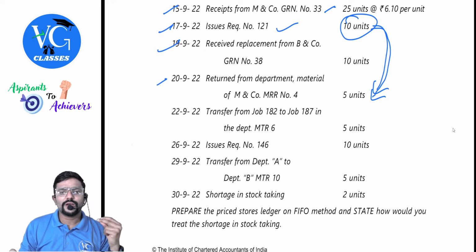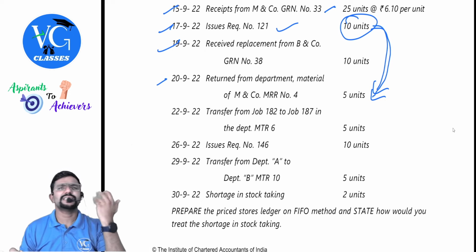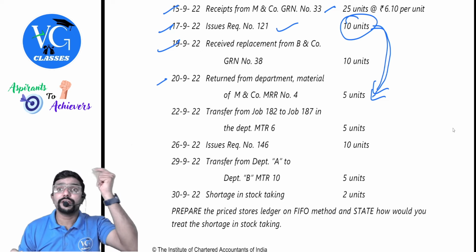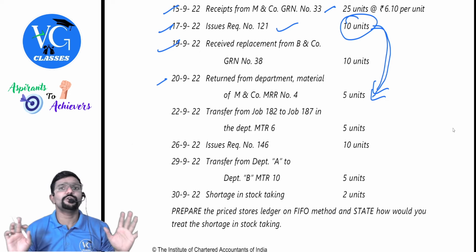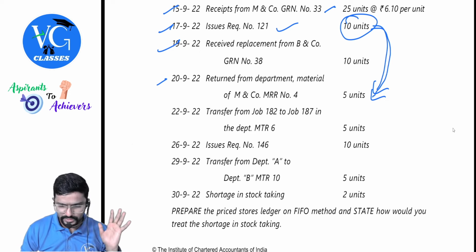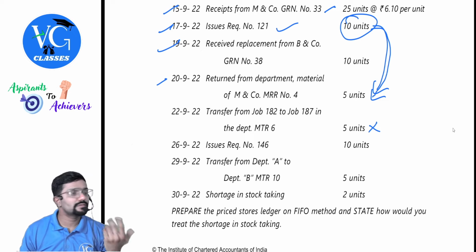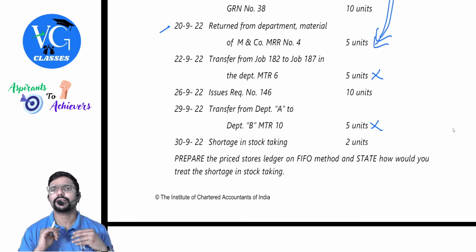22nd, transfer from job 182 to job 187 in department MTR6. Guys, in the stores ledger, for academic purposes, we don't record it. In practical life, they record it because they want to know the cost of each job. But in the stores ledger, do we record it, sir? No. Okay, forget about it. Next, issues. Will we record it? Yes. Next, transfer from department A to department B. No, ignore it. In the stores ledger, we will not record it.